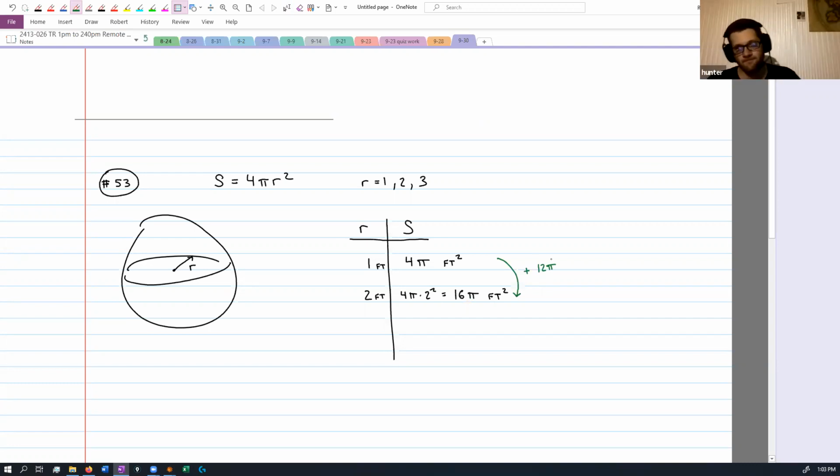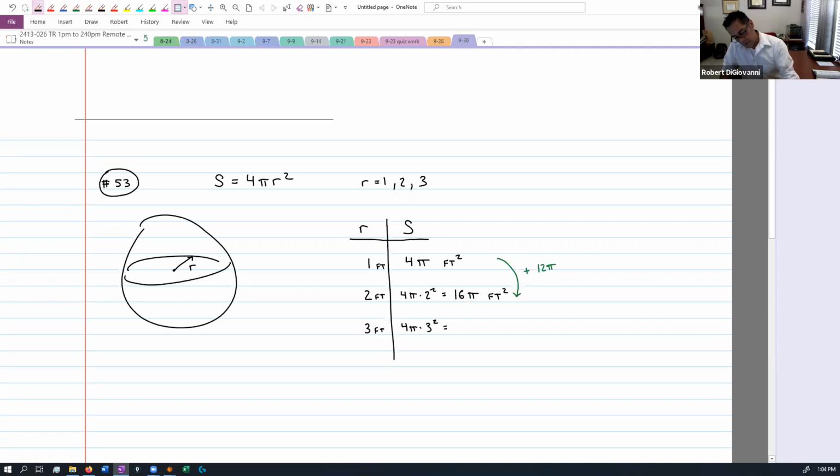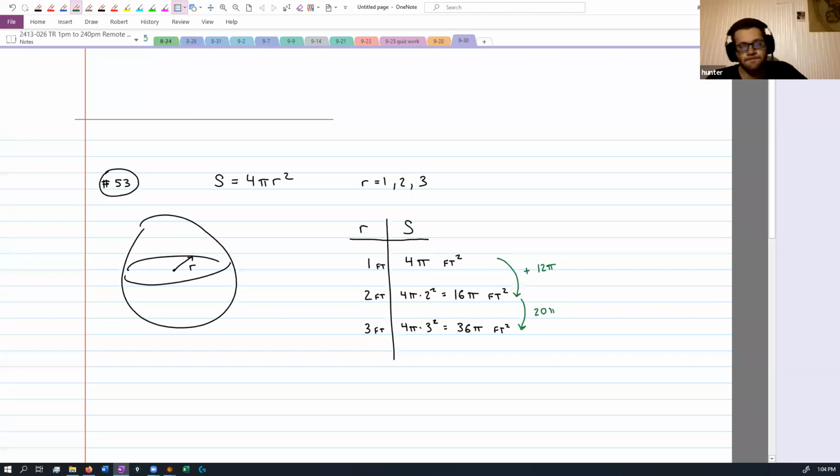Now, if I go from 2 feet to 3 feet, should we expect an increase of 12 pi again? That's kind of what they want you to see. Will it go up by 12 pi again? If we plug in 3, now we have 9 times 4, that's 36 pi square feet. And so the increase from here to here was not 12 pi, was it? It was actually 20 pi, right? It went up by 20 pi.